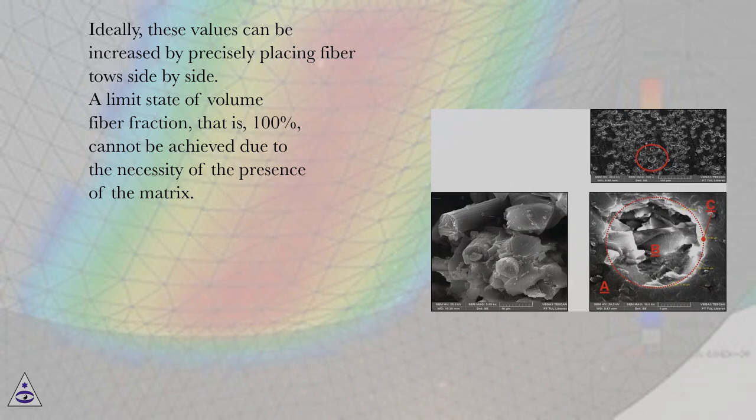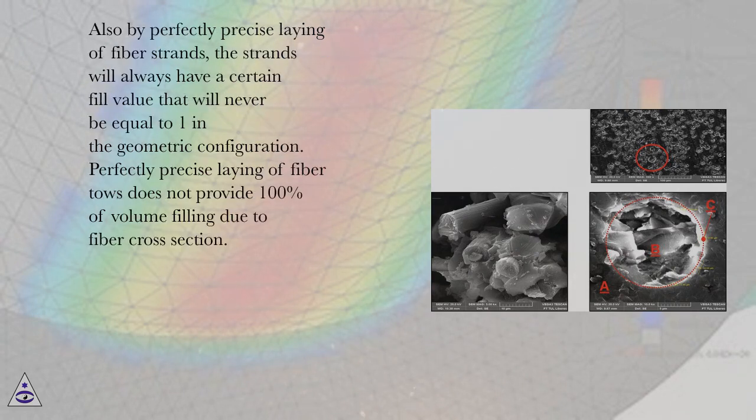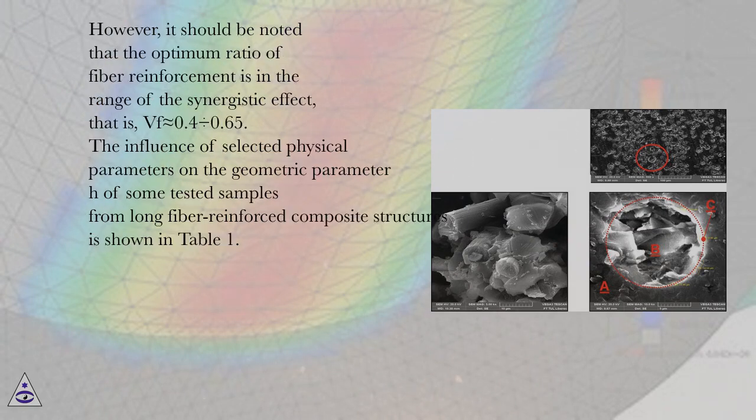of the matrix. Also by perfectly precise laying of fiber strands, the strands will always have a certain fill value that will never be equal to 1 in the geometric configuration. Perfectly precise laying of fiber toes does not provide 100% of volume filling due to fiber cross-section. However, it should be noted that the optimum ratio of fiber reinforcement is in the range of the synergistic effect, that is, Vf 0.4 divided by 0.65.